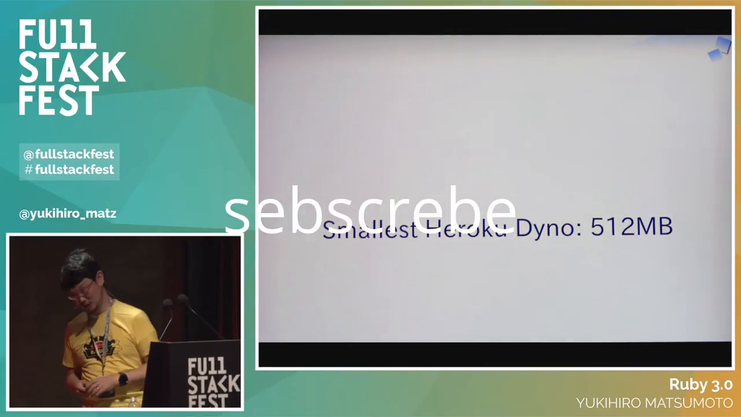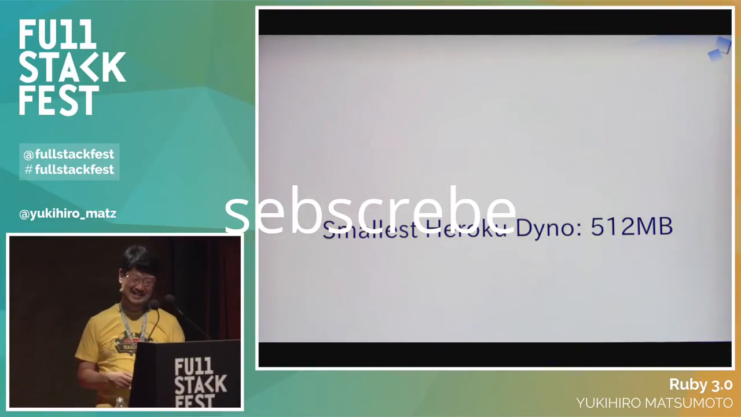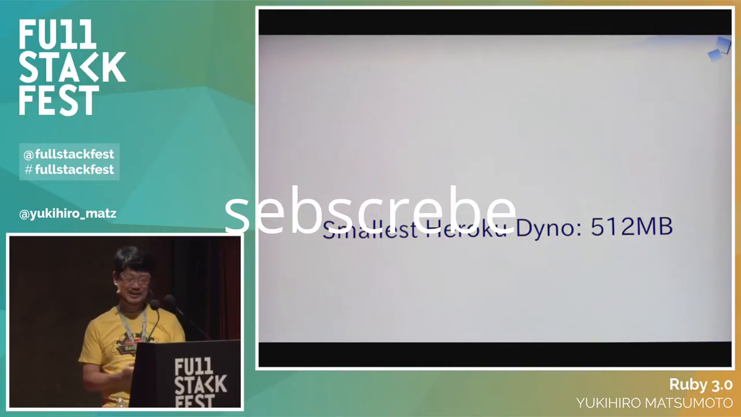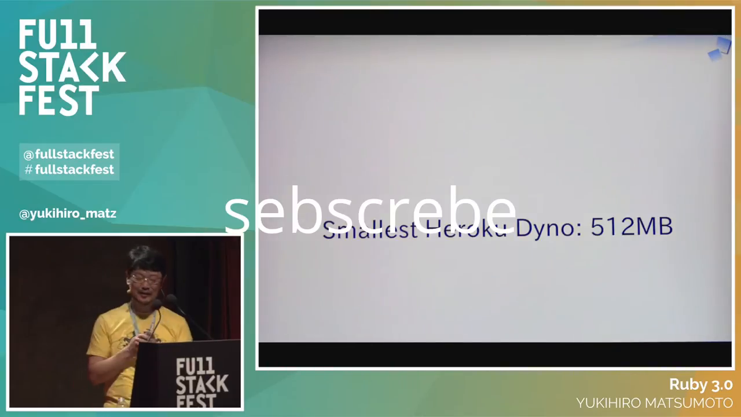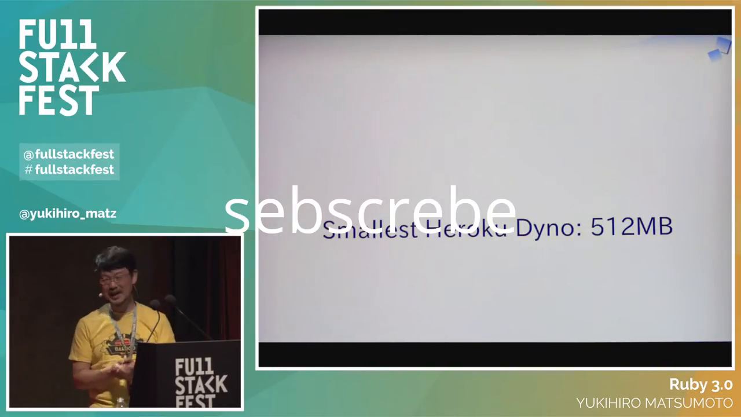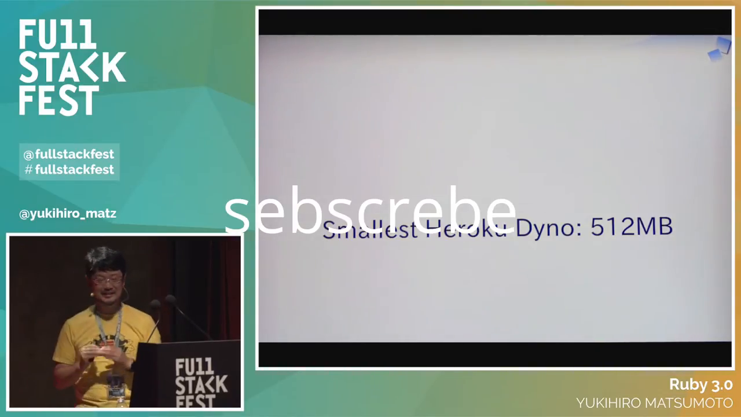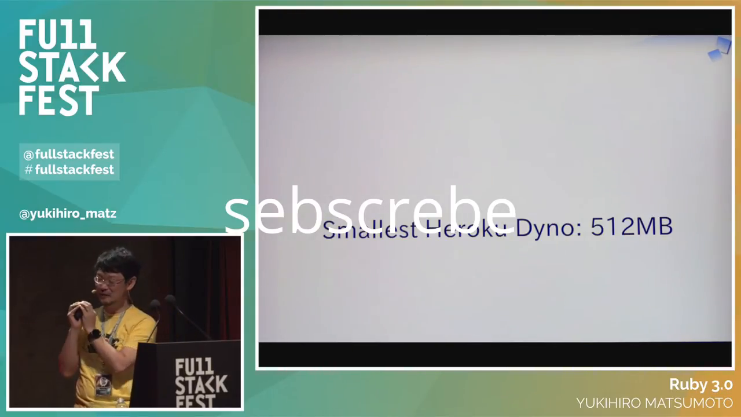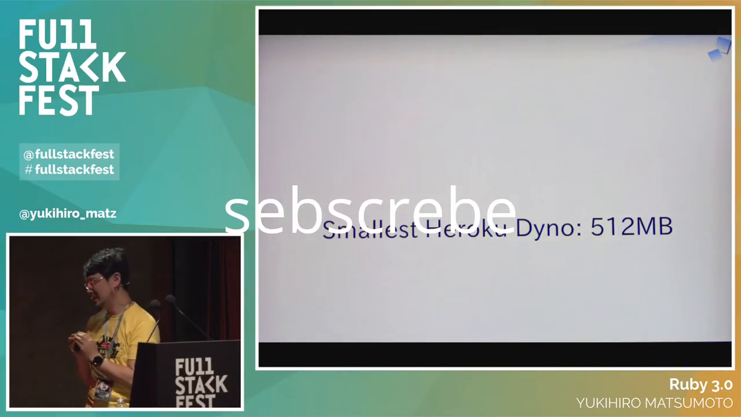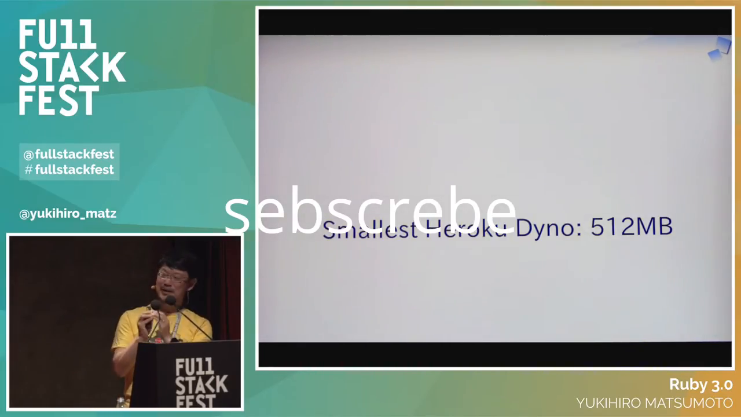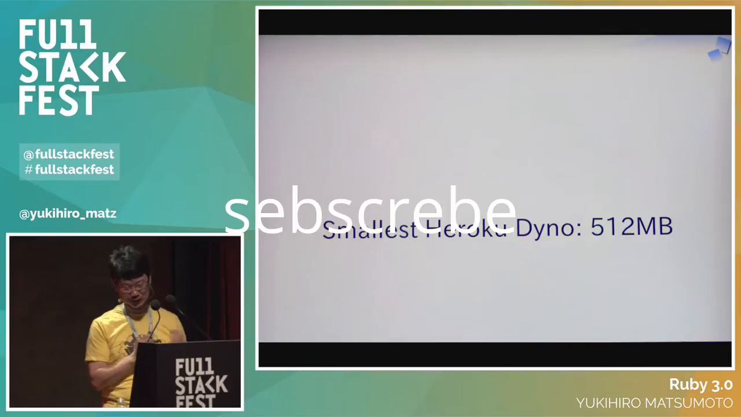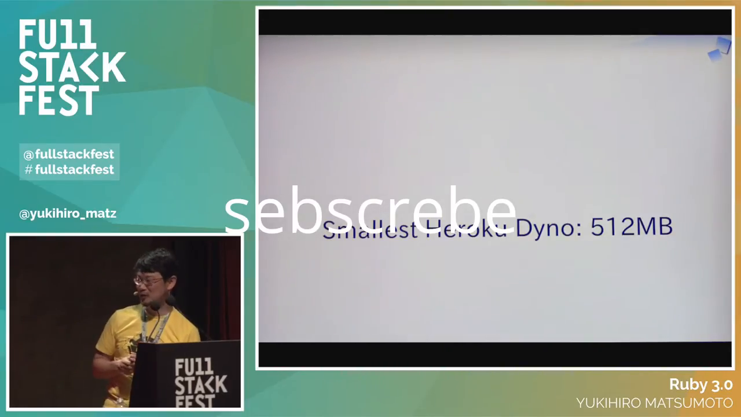I work for the company named Heroku, and the execution unit is named Dyno. The smallest Heroku Dyno has 520 meg of memory, which is very easy to hit in Rails applications. So when we introduce that kind of tracing JIT, Ruby with JIT will not run on these small dynos. That was very terrible for many users.